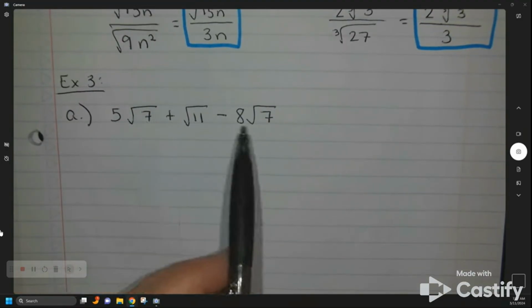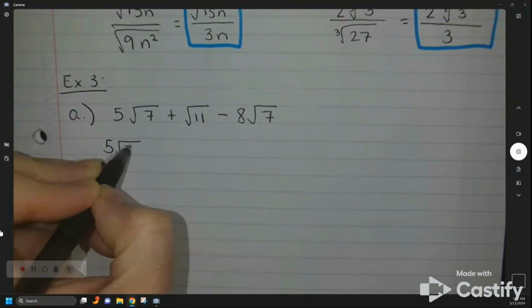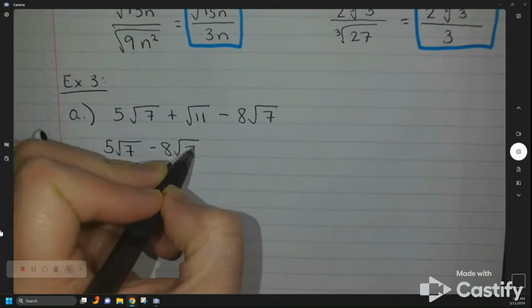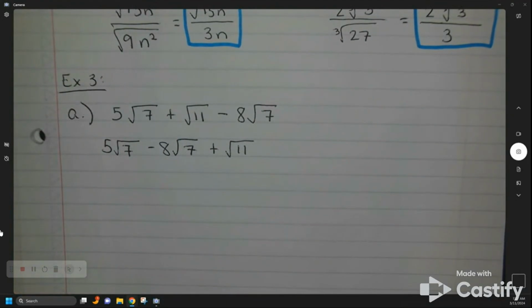Notice I have two terms that have a square root of 7 in them. So I'm going to rewrite those together. So I have 5 times the square root of 7 minus 8 times the square root of 7. And then I didn't use this plus the square root of 11 yet. So again, bring it down. So all we did was rearrange it. I put the things that match together and then everything else just got rewritten.